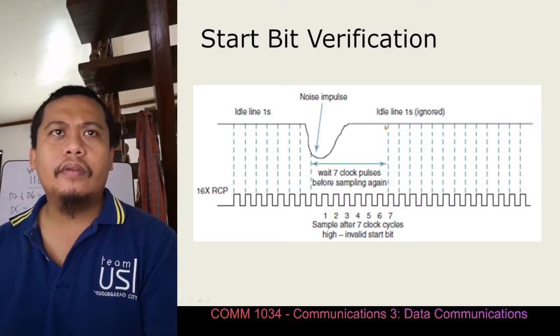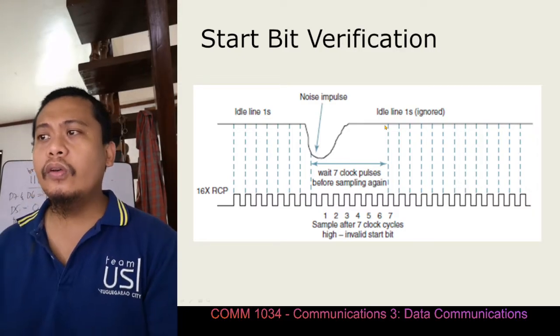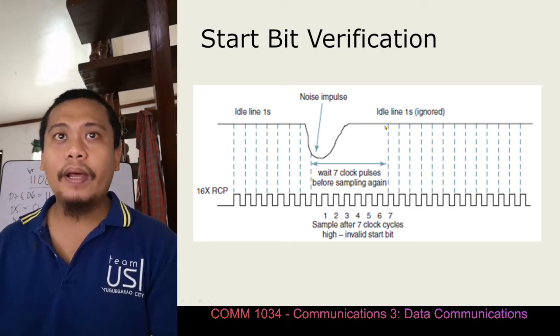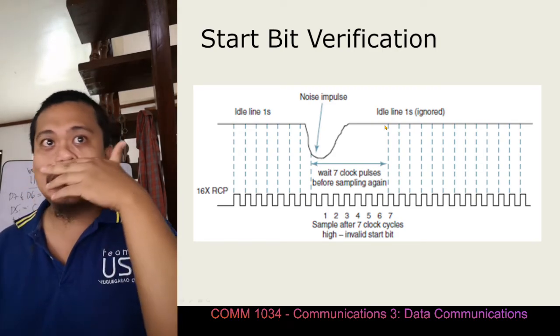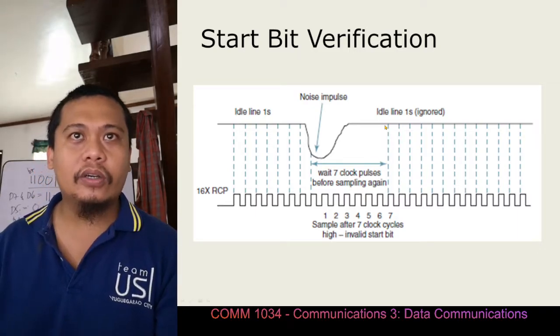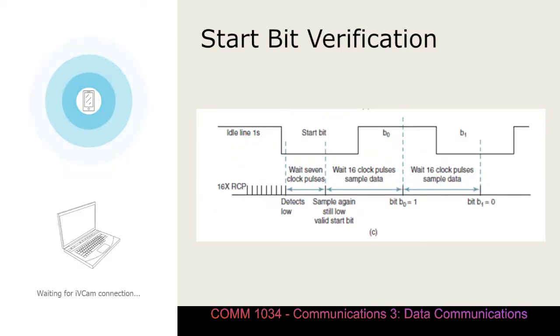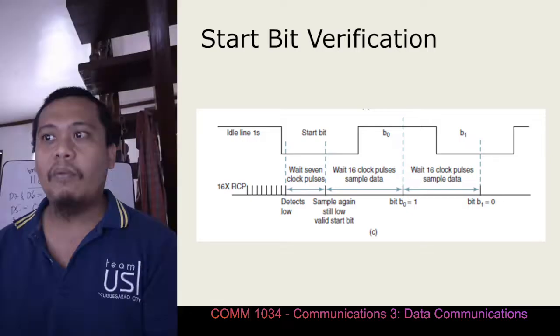Okay, so, syempre, kung na-detect niya class na low pa rin nung nag-resampling siya, it assumes that a valid start bit has been detected. If the data have reverted to the high condition, it is assumed that the high to low transition was simply a noise pulse and therefore ignored. Once a valid start bit has been detected and verified, the start bit verification circuit simply samples the incoming data once every 16 cycles. Okay, once every 16 cycles.